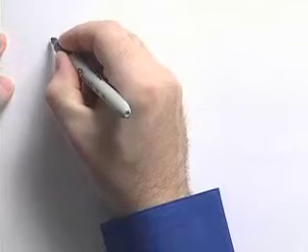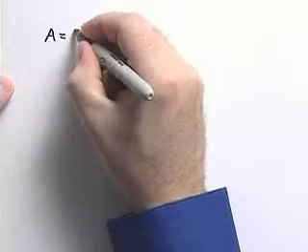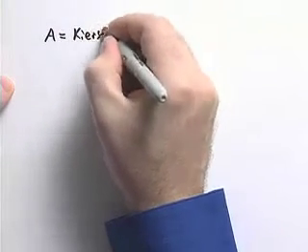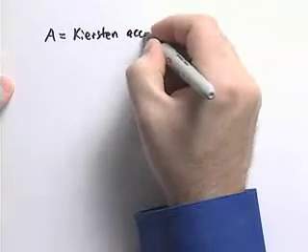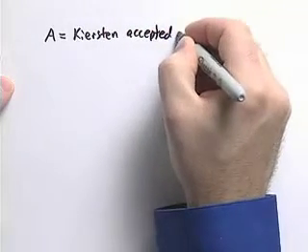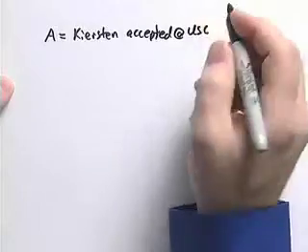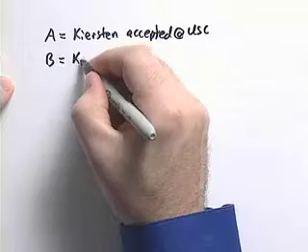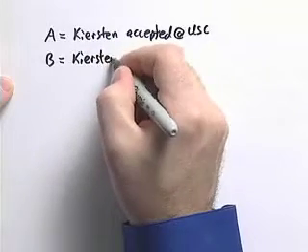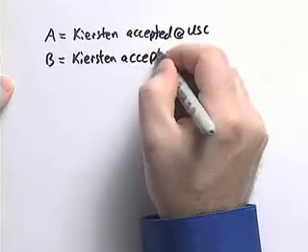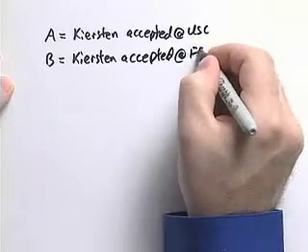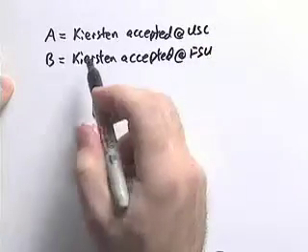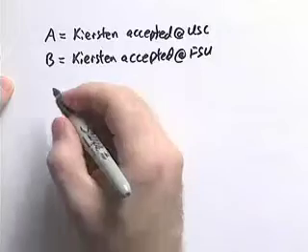To begin with, we're going to define some events. We're going to let the event A represent that Kirsten is accepted at USC. We're going to let the event B represent that Kirsten is accepted at FSU. After we've defined that, we can represent the probabilities from our problem.